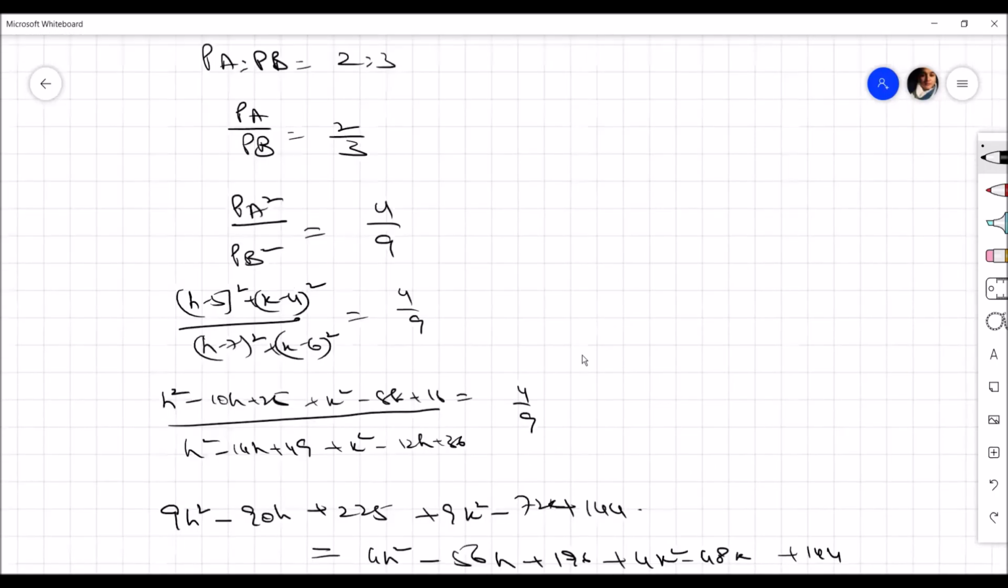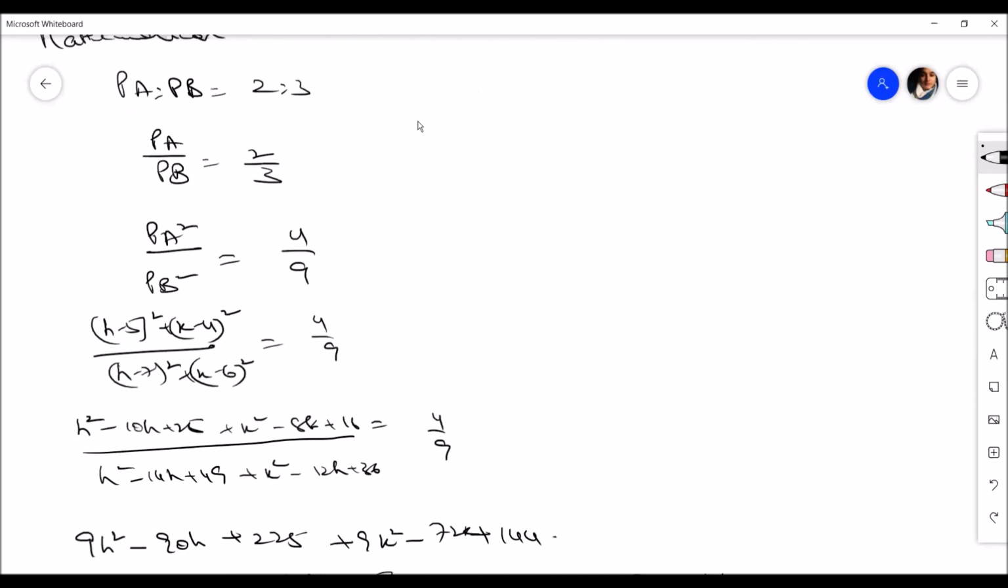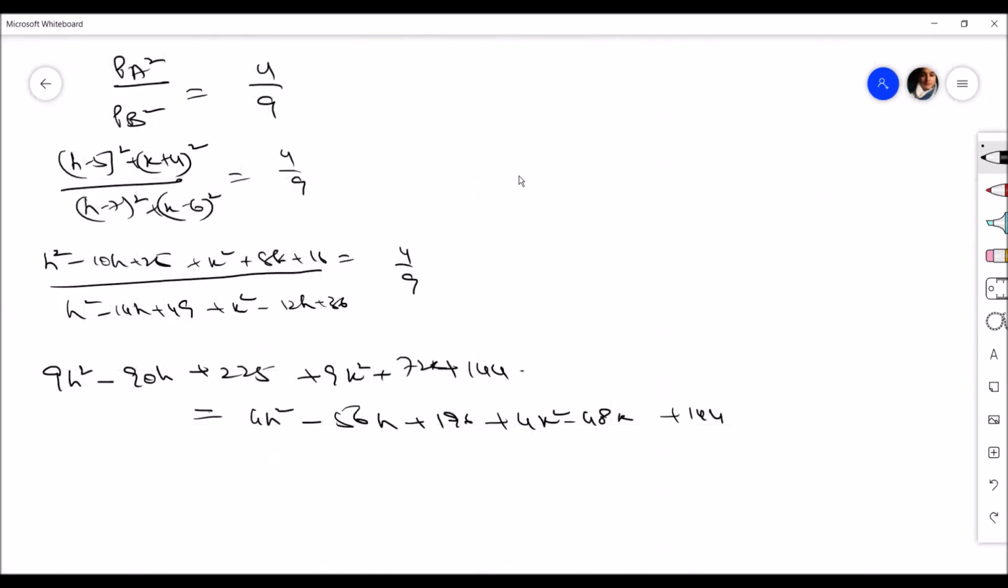I am so sorry. You're right, Anushri. It's minus 4, so this has to be plus 4, making this plus 8k and then making this plus 72k. Okay, let's make that correction. So going further, 144 gets cancelled on both the sides.